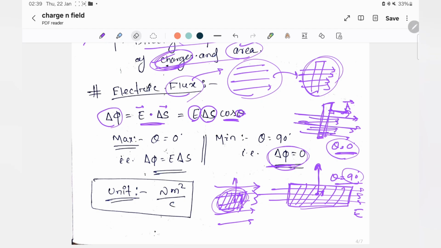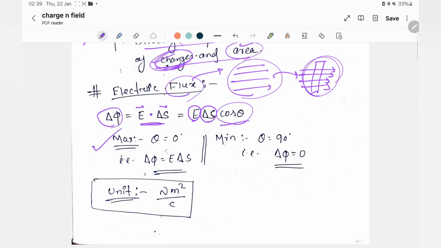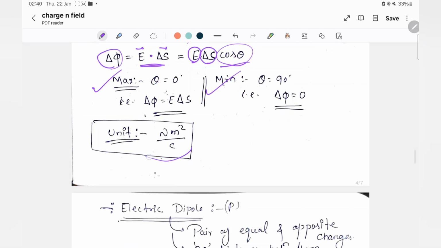Okay, all right, so as we already said, it depends on theta. Whether the flux will be maximum or minimum depends on the value of theta. Its unit is Newton meter square per coulomb.